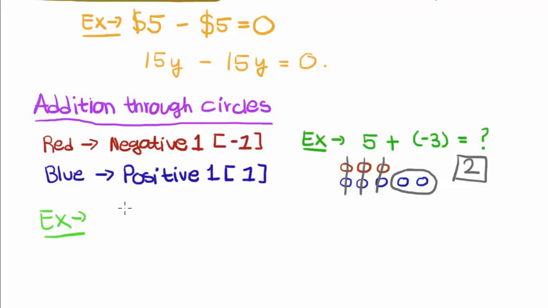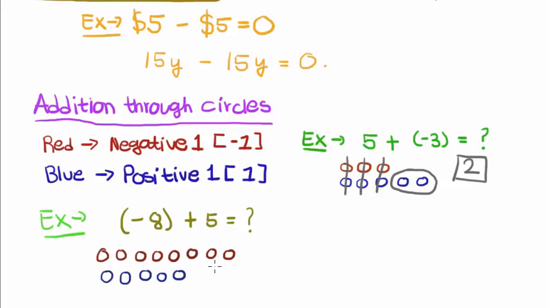So we can write this down as this. So, as you can see, I'm going to draw 8 red circles to represent negative 8, and then I'm going to draw 5 blue circles to represent positive 5. Now, since I've done all the circling part, I can start canceling out each red circle with each blue circle. So I get 5 cancellations in total, and I'm left with 3 red circles in the end. I end up with the answer of negative 3.